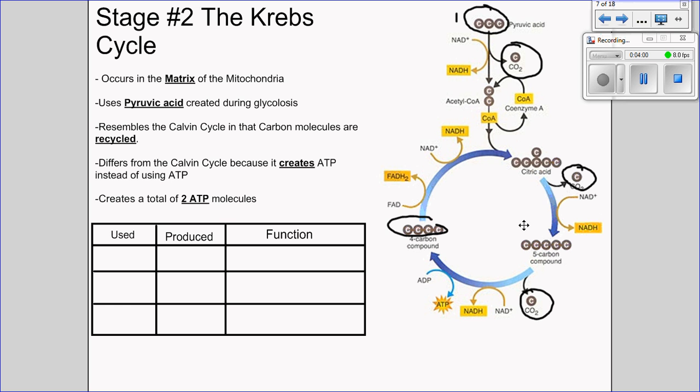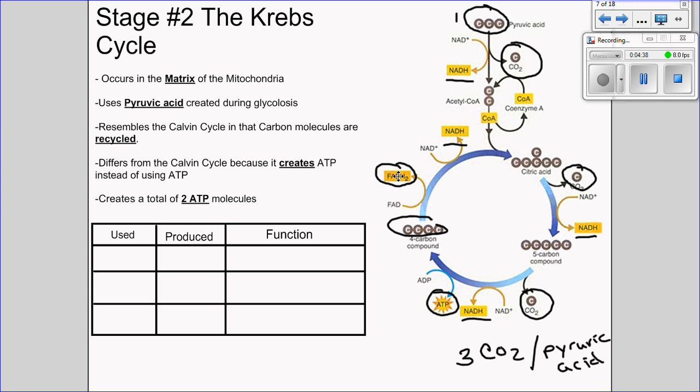However, the important thing that you really should note here is not only the production of 3 carbon dioxide molecules, so you have 3 CO2 per pyruvic acid, but what is important to note is that you have 1, 2, 3, 4 NADHs created. You have 1 ATP created, and you have 1 FADH2 created. This is a new molecule, but it acts very much like NADH.